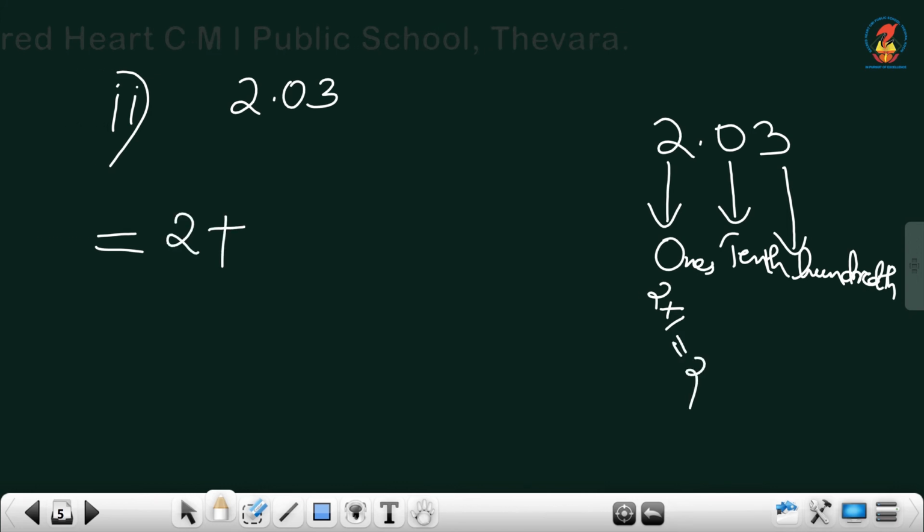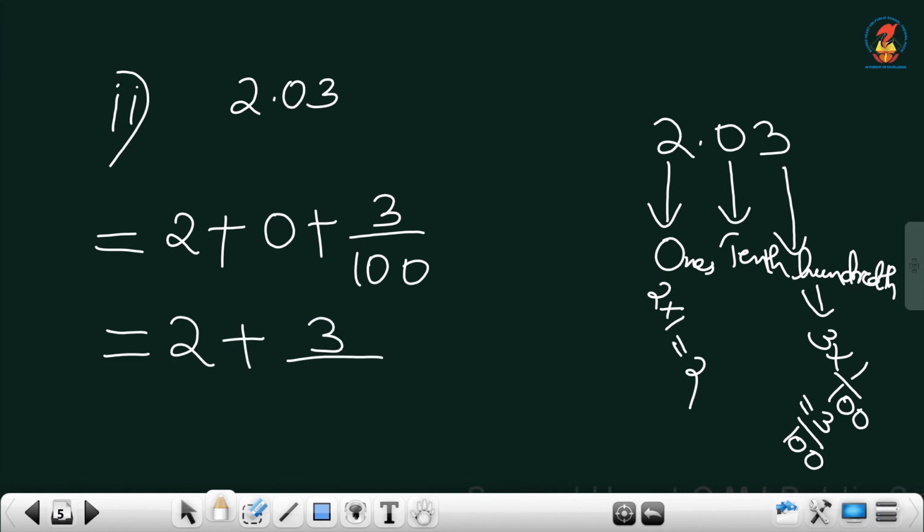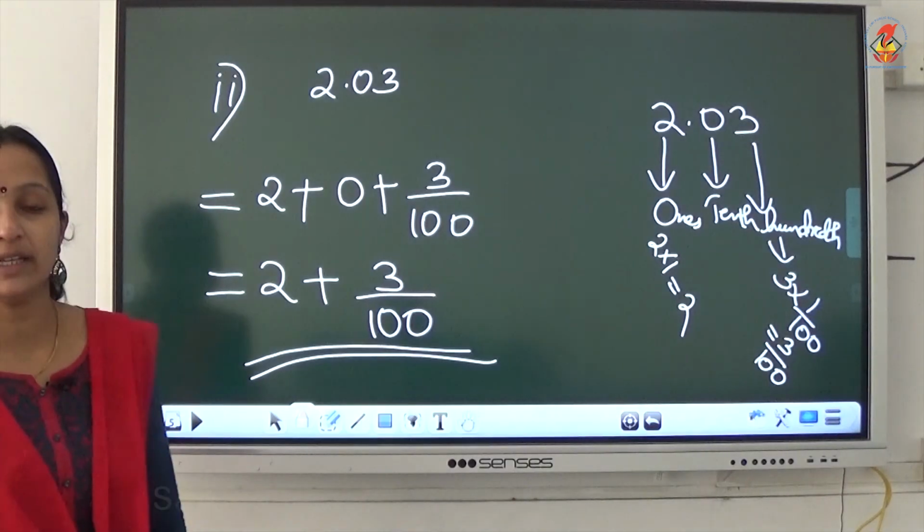So 2 plus 0, which is standing in 10th place. We already learned the place value of 0 is always 0. So 2 plus 0 plus 3. 3 is standing in 100th place. So the place value of 3 is 3 into 1 by 100, which is 3 by 100. So you can write it as 2 plus 3 by 100. This is the expanded form of this particular number. I think this is clear, children.